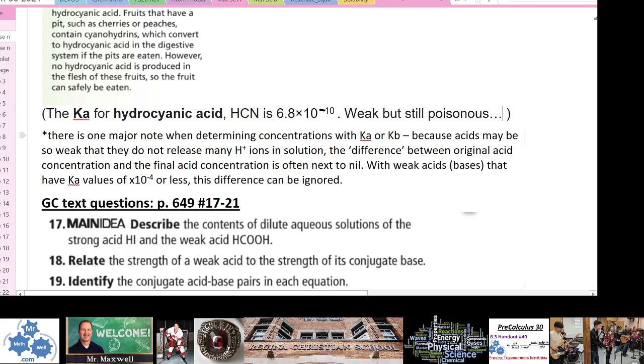So with weak acids or bases that have Ka or Kb values of 10 to the negative 4 or less, the difference between the ions and the actual concentration can be ignored, similar to what we did with Ksp. With Ksp, if the ion concentrations were severely low and we had common ion effect, if you have 0.2 moles of this ion coming in, and normally you would only have 0.000000002 moles naturally, then that difference is so big that it can be ignored. So it's similar to what we did with Ksp.